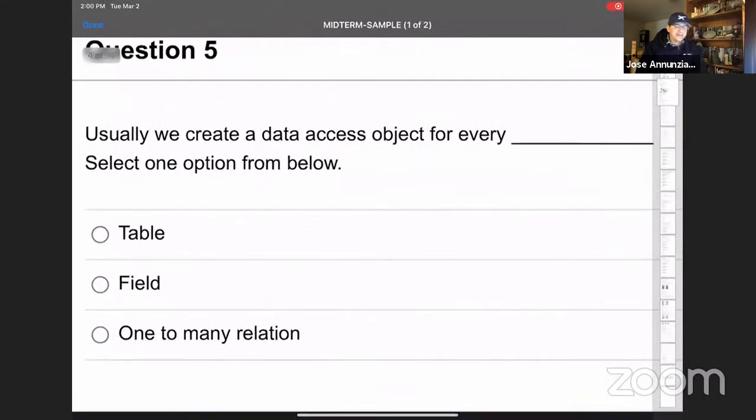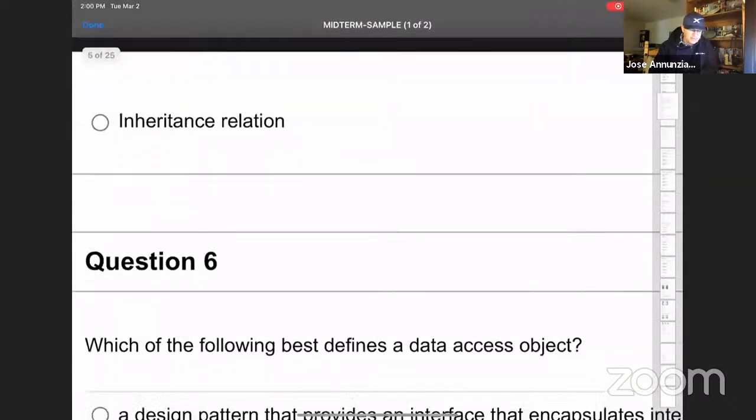So this question is about data access objects. This is a topic that we just started late last week, so you're not going to have any questions about data access objects in this midterm, but nevertheless we can quickly go over it. Usually we create a data access object for every table. We said that already last week.